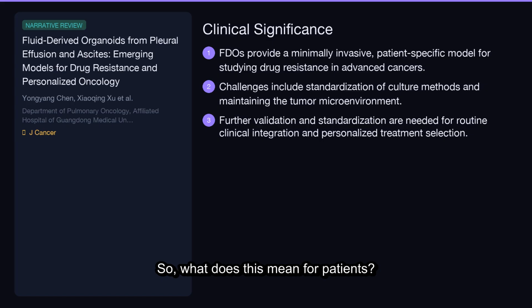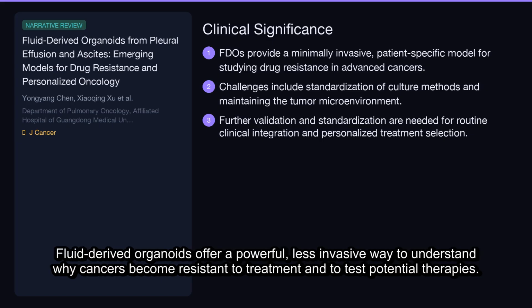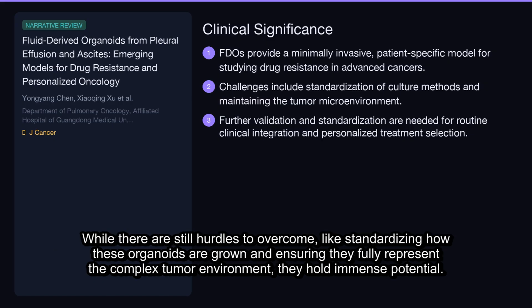So, what does this mean for patients? Fluid-derived organoids offer a powerful, less invasive way to understand why cancers become resistant to treatment and to test potential therapies. While there are still hurdles to overcome, like standardizing how these organoids are grown and ensuring they fully represent the complex tumor environment, they hold immense potential.